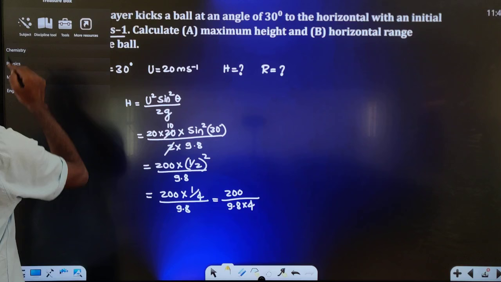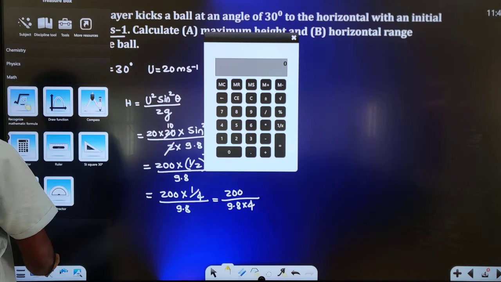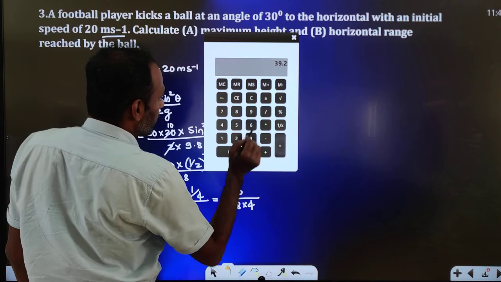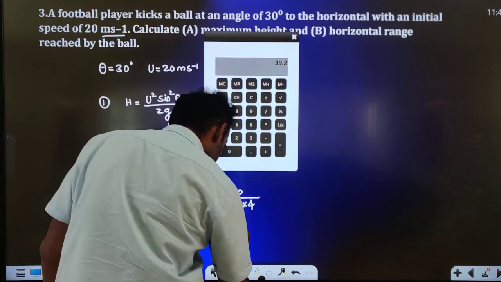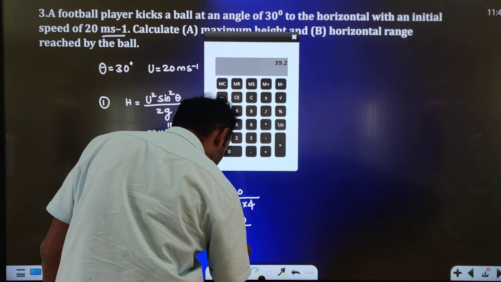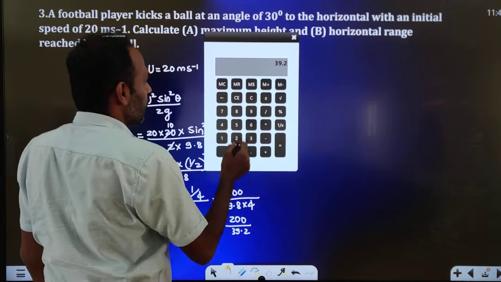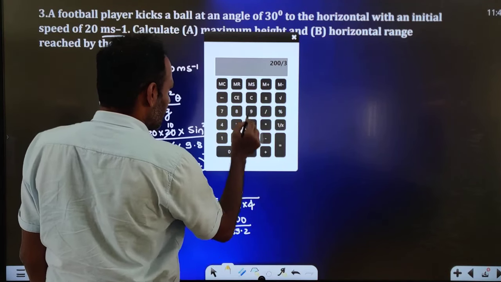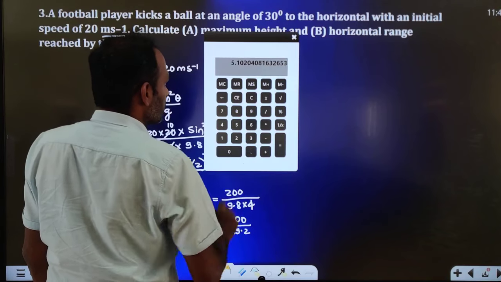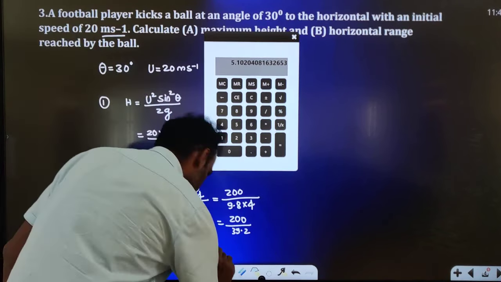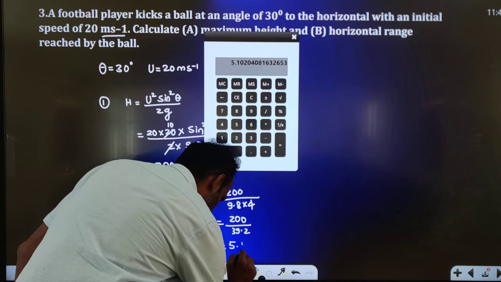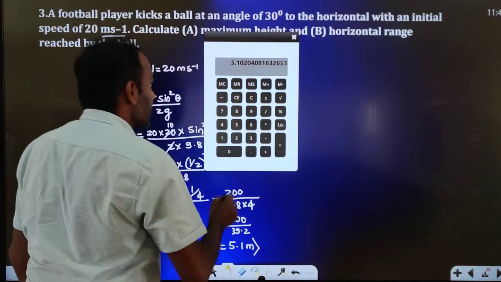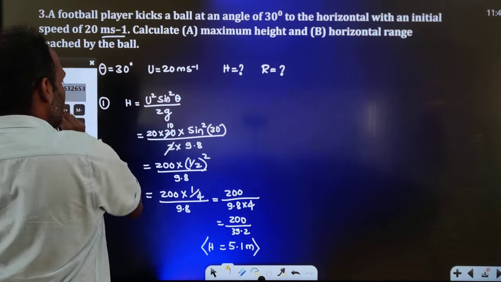Let us simplify this now. First take the denominator: 9.8 into 4 gives 39.2. So this is 200 divided by 39.2, which is 5.102. So we take 5.1 meter. This is the maximum height reached by that projectile. Clear? We have calculated the height.